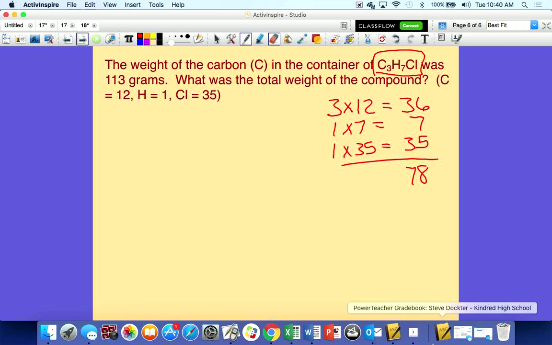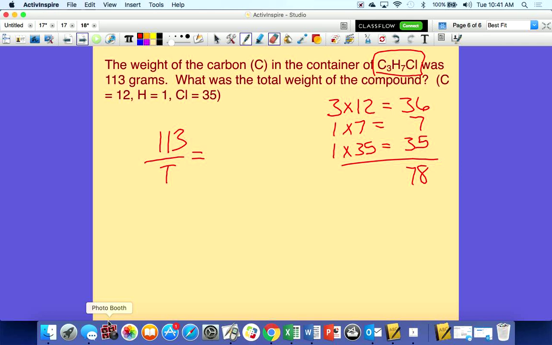All right, so from there, what we know is we are trying to figure out what was the total weight of the compound. So we could do the carbon over the total, because we know how much the carbon is. So 113 over the total equals, and then remember this was carbon and this was total. So up here we know the carbon is 36 of the entire 78 of our process here.